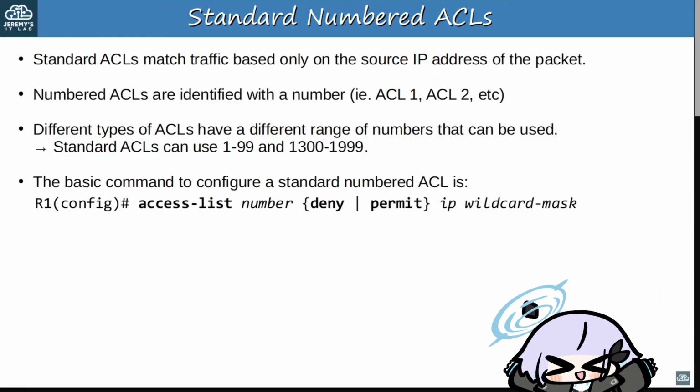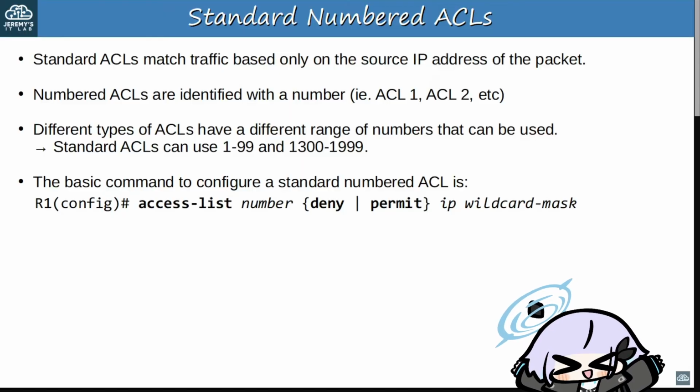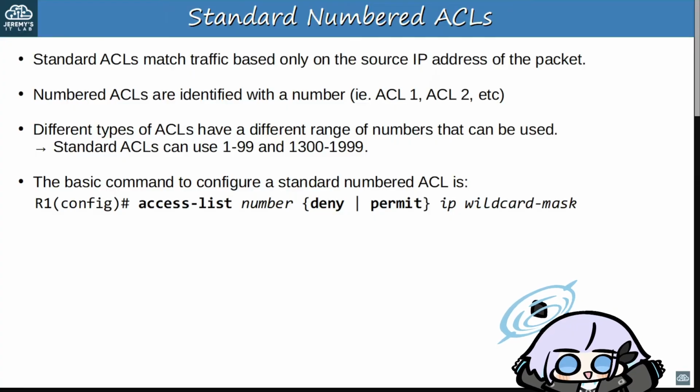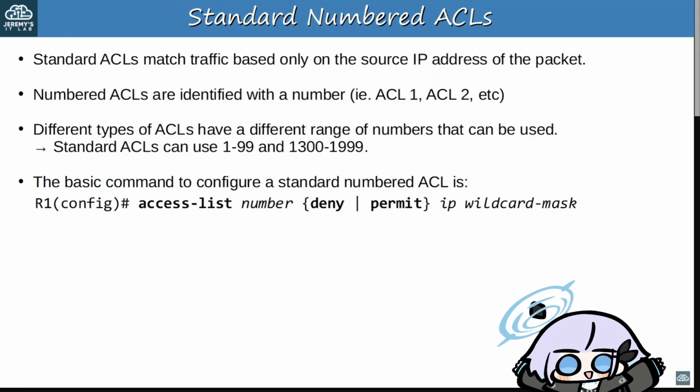Write that down: access-list, followed by the number. We're configuring standard ACLs, so this number must be in the range 1 to 99, or 1300 to 1999. Then you specify either deny or permit, and then the IP address and wildcard mask to match against. Hopefully you remember wildcard masks from the EIGRP and OSPF videos.